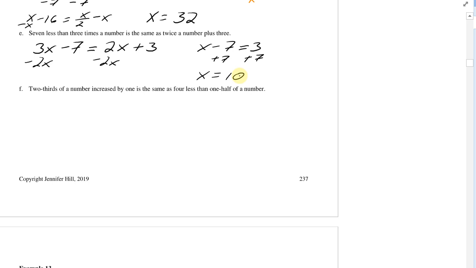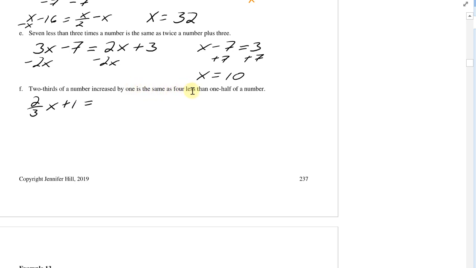Okay, and now for this last one. 2/3 of a number increased by 1 is the same as 4 less than 1/2 of a number. Okay, so this one has a little bit more to it. So let's just start with the first part. 2/3 of a number increased by 1. So this is 2/3 of a number, that's 2/3 x, 2/3 times x. Increased by 1 means plus 1, and then is the same as will be equals.